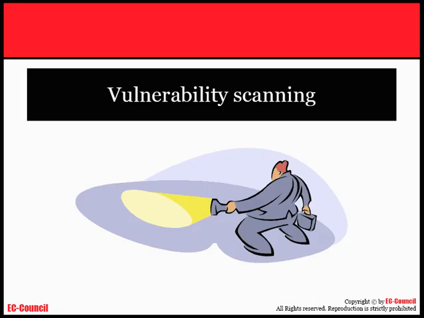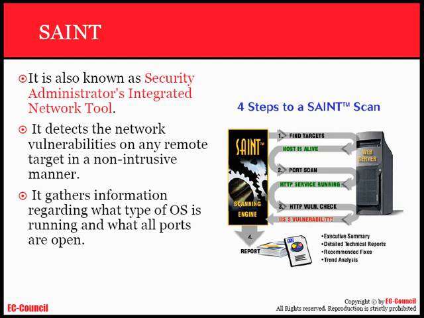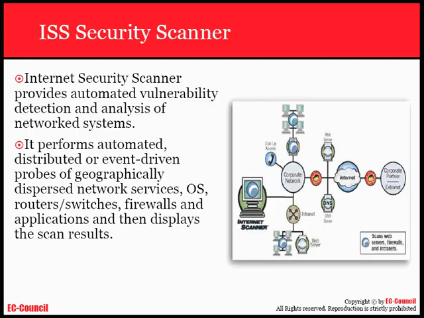Vulnerability scanning. Now that I know what OS you have, I want to look for what vulnerabilities you have. So I can use different tools. For instance, Saint is a very popular one. It's really called Security Administrator's Integrated Network Tool. And basically what it does, through a 4-step process, is scan the network, look for anything on the target, and then try to tell me exactly what OS it's running and what ports are open. I could also use a tool such as ISS Security Scanner. And what this does is provide an automated approach to detecting what the OS is and what vulnerabilities are there.